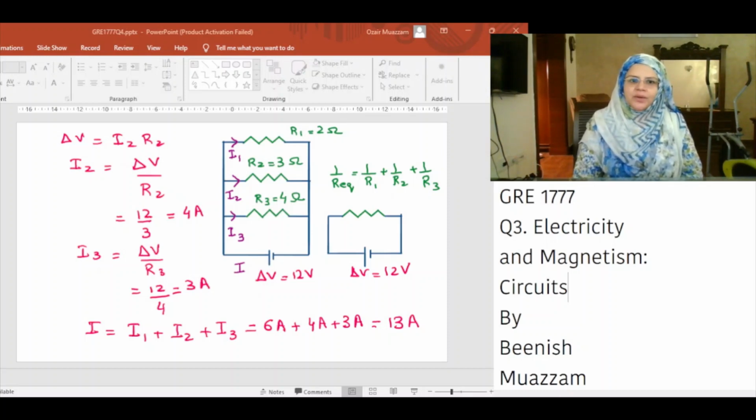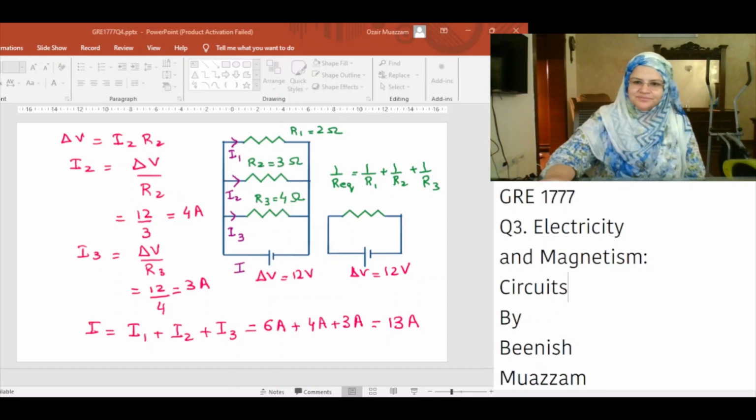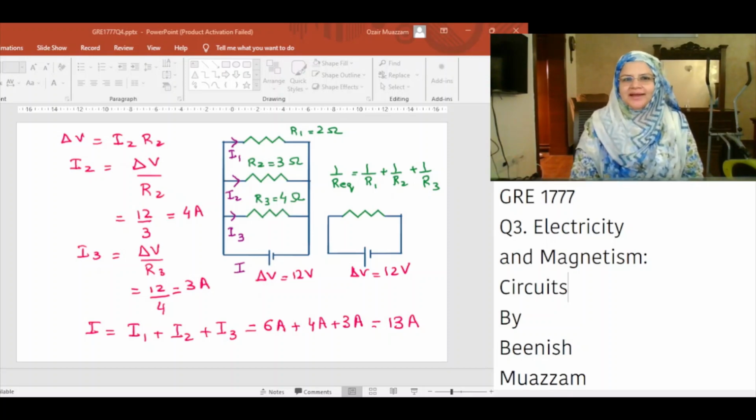I is equal to I1 plus I2 plus I3. This is equal to 6 ampere plus 4 ampere plus 3 ampere is equal to 13 amperes. Notice resistor 1 has a resistance of 2 ohm and a current of 6 ampere. Resistor 2 has a resistance of 3 ohm and current of 4 ampere. Resistor 3 has a resistance of 4 ohm and current of 3 ampere. Therefore, as the resistance increases, the current in that branch decreases.